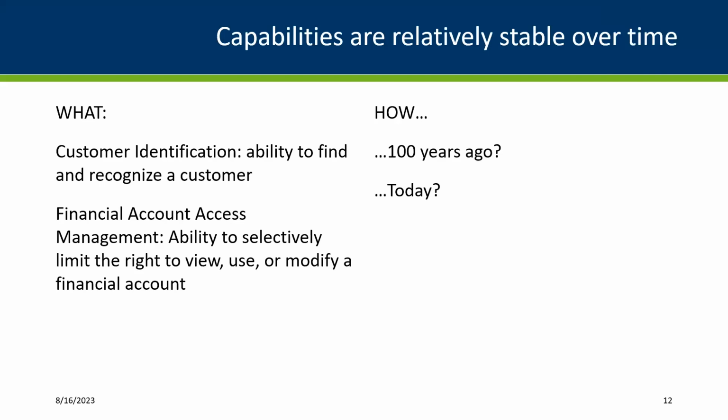Or pop it into the Q&A. Oh, the chat Q&A, beg your pardon. I don't know if, can you ask your question again, Kit? So thinking about the ability to find and recognize a customer. Let's put ourselves in the headspace of an organization operating 100 years ago. How might they have accomplished this capability then?